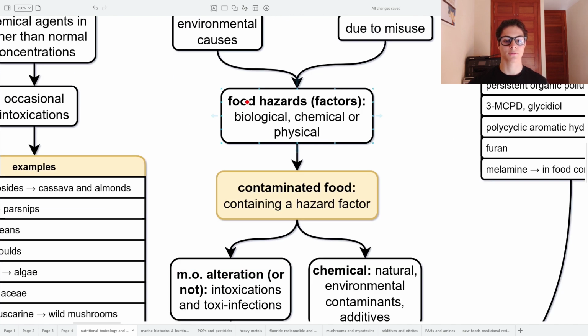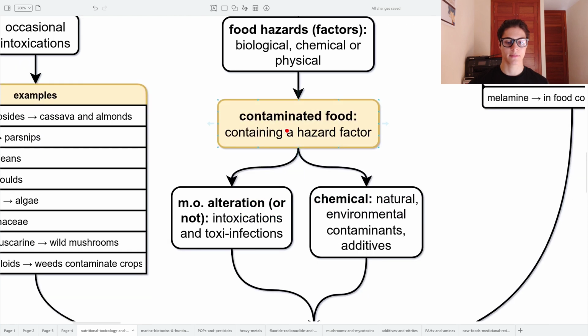And you have to know that there are some food hazards, some factors to take into account for the toxicity. These are biological, such as microorganisms, chemicals, toxic substances, or even physical, such as the presence of radiation or pieces of glass. And a contaminated food is a food that contains one of these hazard factors.